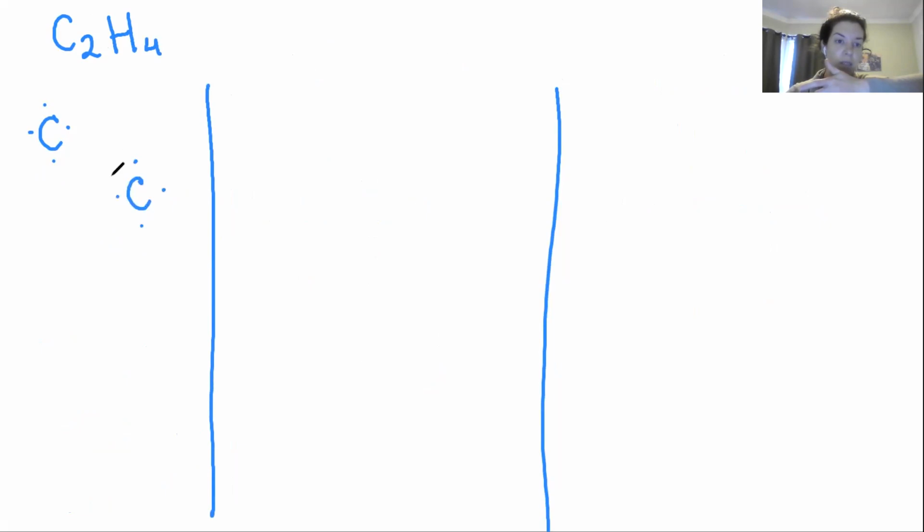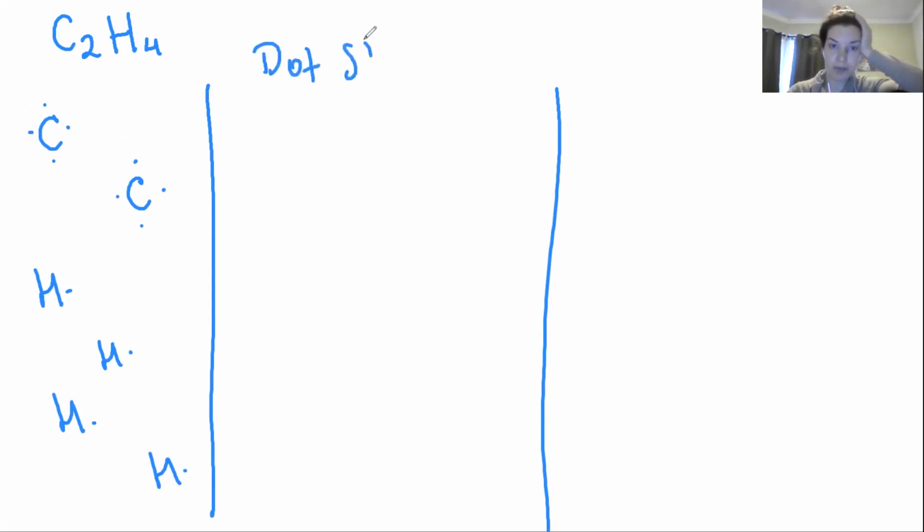I've got 2 carbons, each one has 4 electrons, and 4 hydrogens. I draw them offset like this just so it's clear to me which one's which, because if they're all next to each other, sometimes the dots get confusing. So feel free to use space, don't crowd it too much, because you want to be really clear about which one's which. Okay. So let me draw my dot structure.